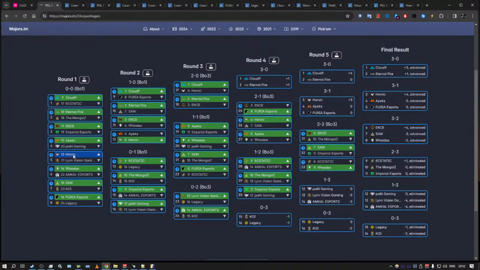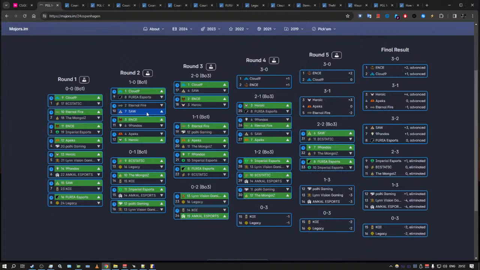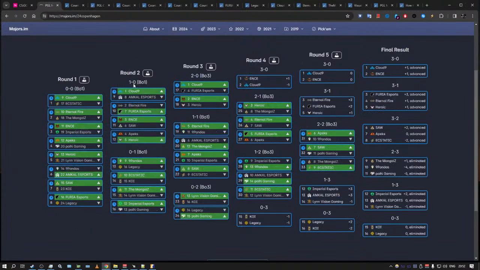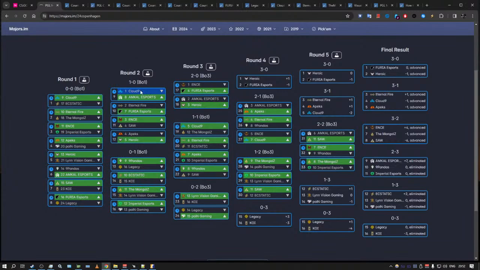Imagine if somebody like Saw will beat Eternal Fire and then will beat Cloud9, right? Or what if, I don't know, Amkal beats 9 Pandas, then beats Cloud9, and then beats Heroic. Boom. Because almost every major, at least one Russian core overplays and does better than people expect them to, right? And yeah, almost every major, one core of Russians gets to the major, and that's also something people need to worry about.